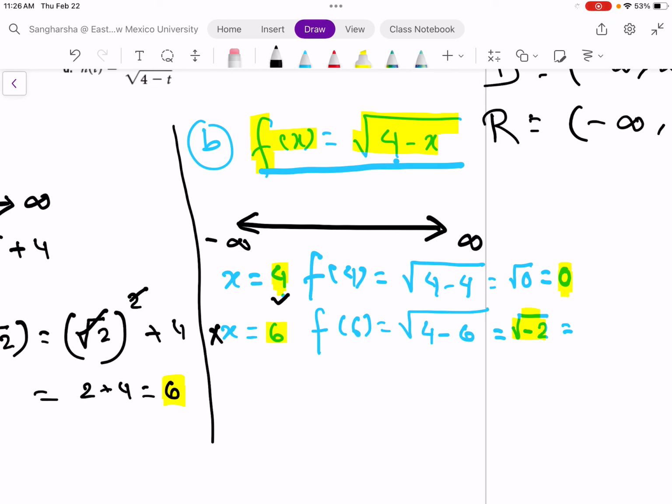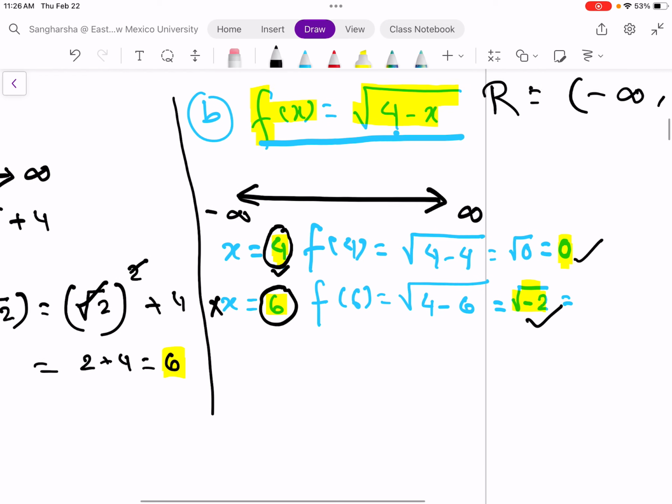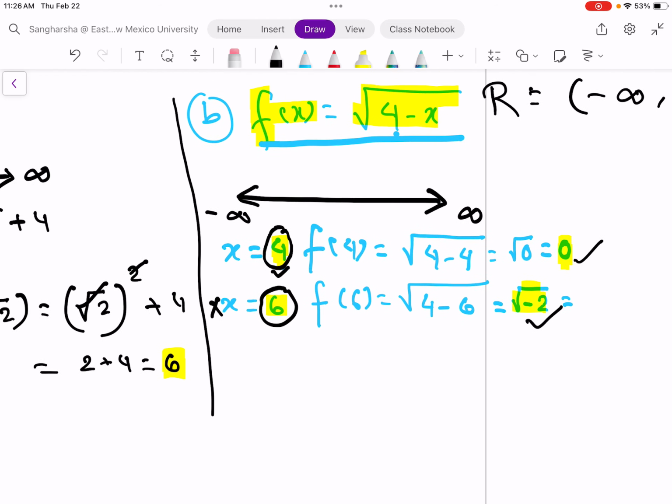So to be in the domain, you have to get a real number as your output. Like whenever you choose your input to be 4, we get our output 0. 0 is a real number. So 4 is in the domain. But whenever our input is 6, we had a complex number. We had an imaginary number as our output. That's not what we want. We want a real output. Then only is our input in the domain. So here 6 is not in the domain. Now, what are the other numbers which are not in the domain here?